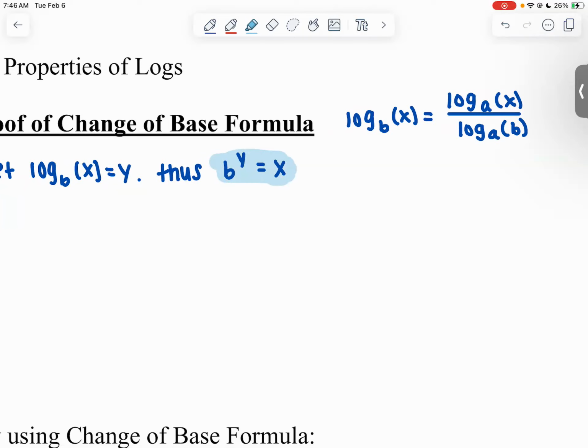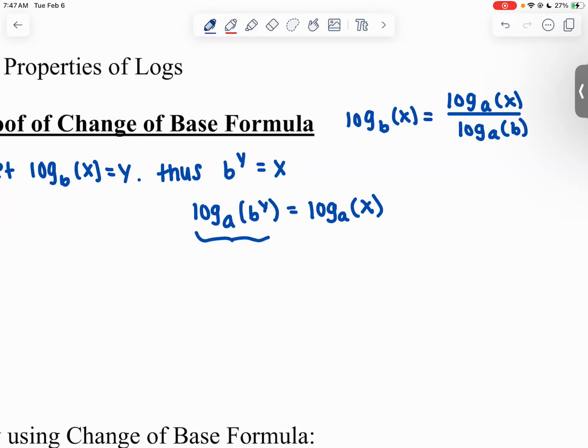Instead of converting b to the y equals x to a log, I'm going to take the log of both sides. We're going to do this with respect to the base a, because that's the base that I want to show up eventually. This does look a little bit different than what you're used to, but it will help us when we solve equations. As long as I perform the same operation to both sides, I can do whatever I want.